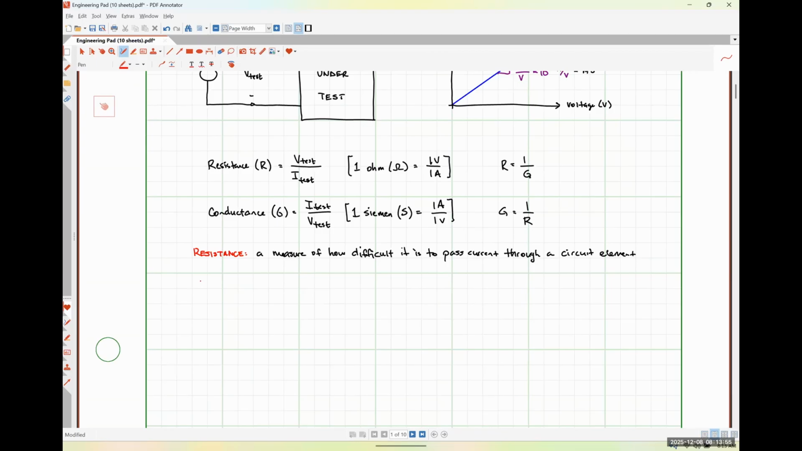And conversely, conductance is just going to be a measure of how easy it is to pass current through a circuit element. Okay.